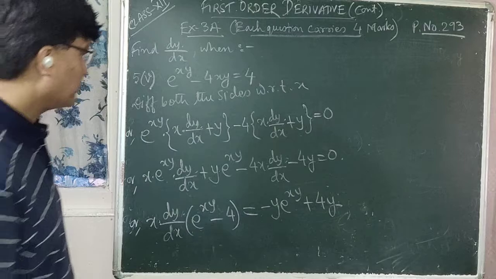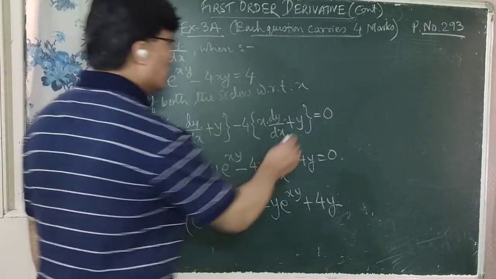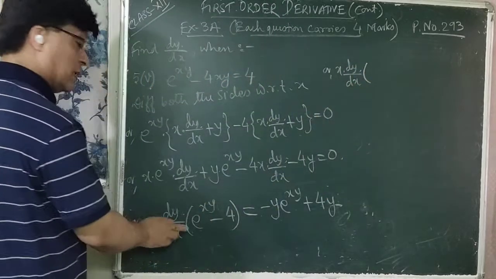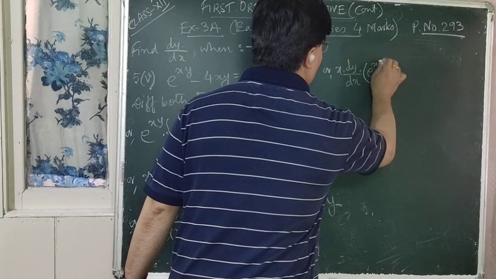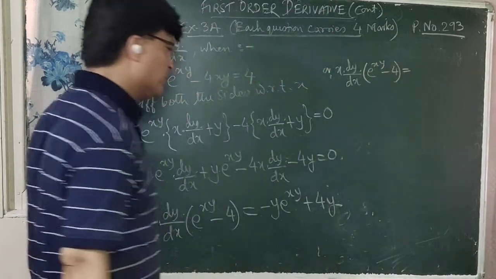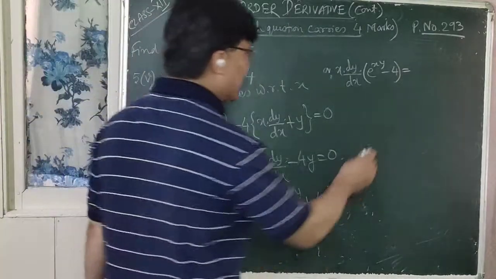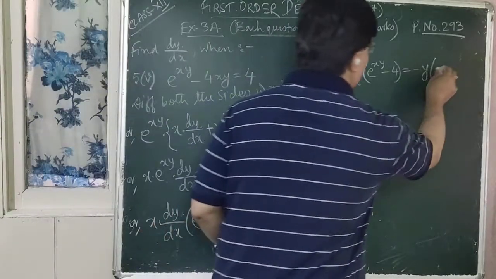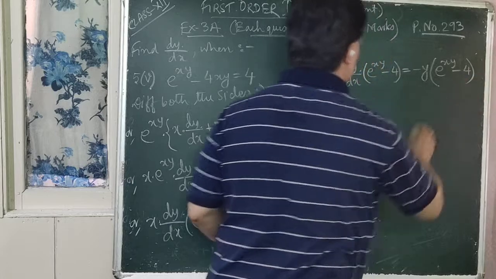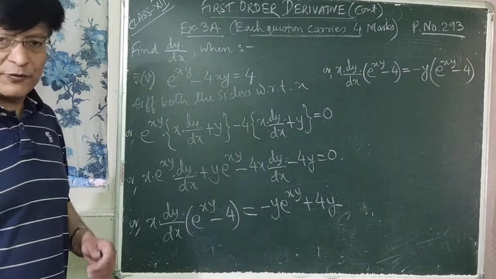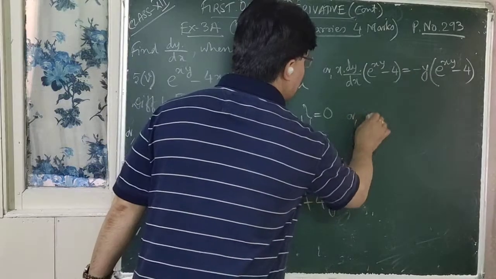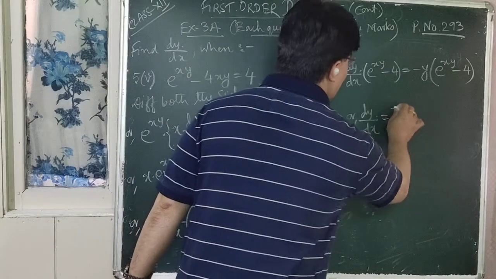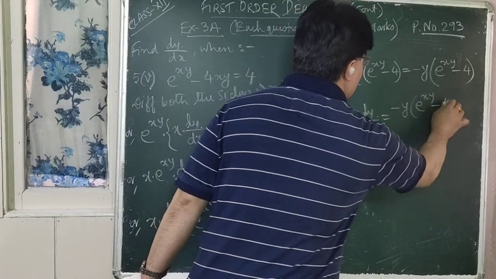Is it clear now? So let us simplify it. x into dy by dx within the bracket e to the power xy minus 4 is equal to, on the right hand side you can take minus y as common. So minus y within the bracket, what do we get? Minus y is taken common here, so e to the power xy minus 4. Is that clear to all of you? So what is the value for dy by dx? dy by dx, now x is multiplied, so write on the right hand side in the numerator y into e to the power xy minus 4.